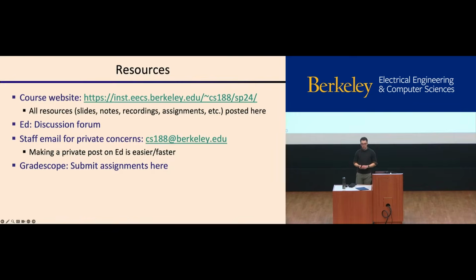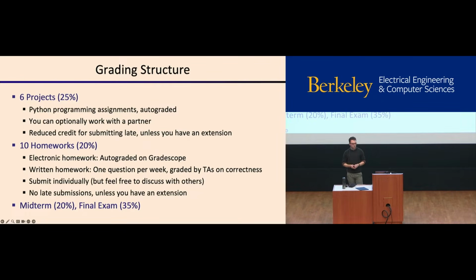And speaking of grading, this is how the grading structure is going to work. There will be 6 projects, 10 homeworks, a midterm, and a final. The 6 projects are going to be roughly every other week. The homeworks will be roughly every week. There'll be some breaks for spring break and things like that. The projects are Python programming assignments. They're auto-graded. You can work with a partner, but they're totally doable solo as well. There will be reduced credit if you submit them late, unless you have an extension.